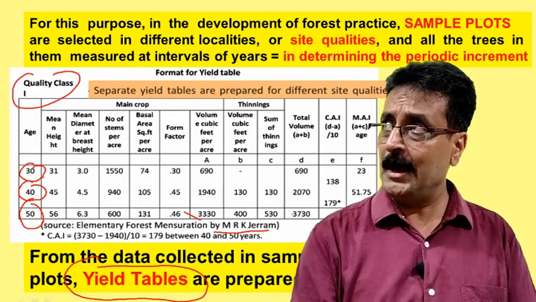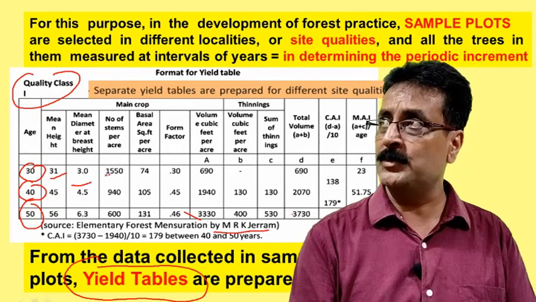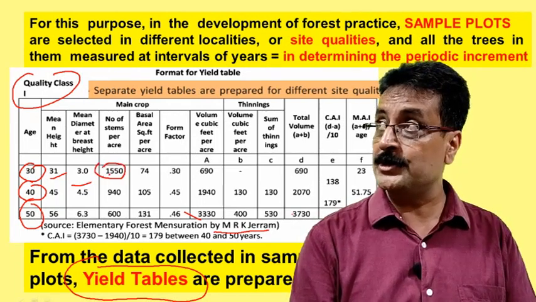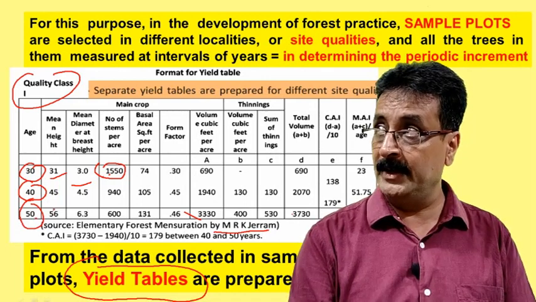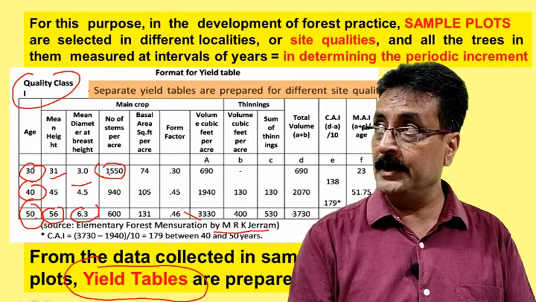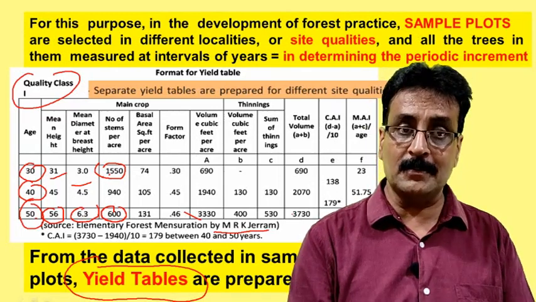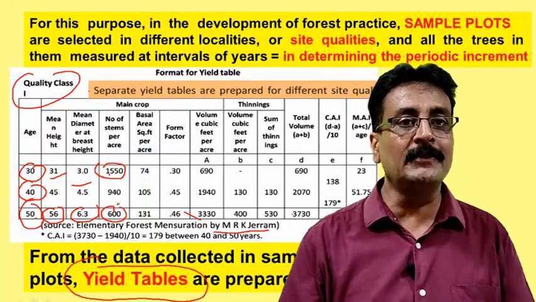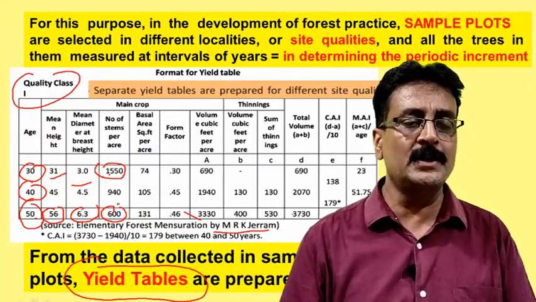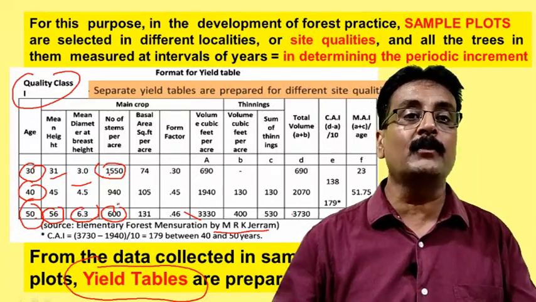And you can see this age. In 30 years the height was 31 and the diameter was 0.3, and the number of trees or stems was more, 1550. But as the age became 50, your height increased to 56, your diameter went to 6.3, and the number of trees or stems has decreased. Because why? Some have gone through thinning, we have removed them, some went naturally, and the remaining got a lot of space, so they became more fat, more thick.